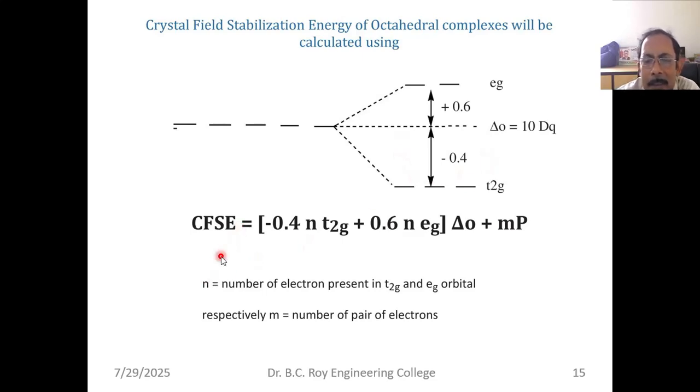Now CFSE, crystal field stabilization energy, is equal to minus 0.4 into N, the number of electrons occupying the T2G orbitals, plus 0.6 into N, the number of electrons occupying the EG orbitals, plus MP. MP means M is the number of pairs of electrons and P is the pairing energy. This pairing energy actually gets deducted from the CFSE value. That's why the more the pairing energy, the lower the CFSE will become.